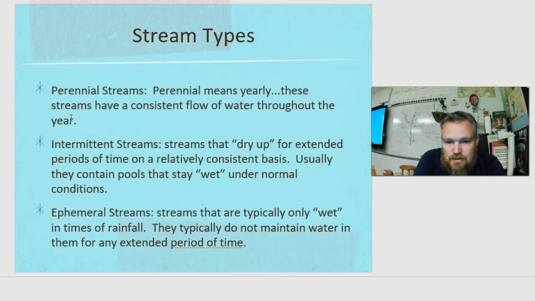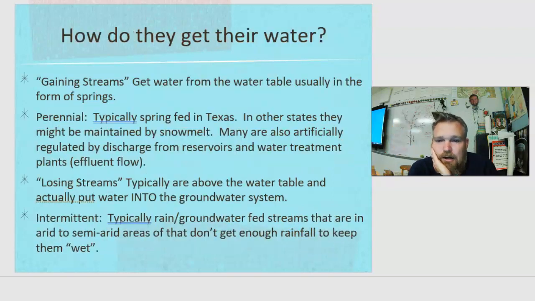Then ephemeral streams are really fleeting. What ephemeral means, it comes for short periods of time. So ephemeral streams are just wet in seasonal times. So when it rains, they get wet. When it doesn't, they don't. So think desert stream on that.